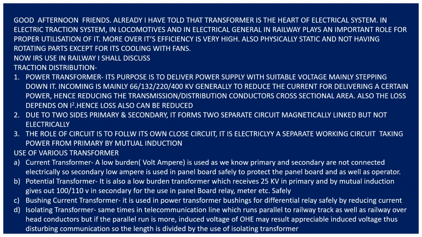Traction distribution power transformer. Its purpose is to deliver power supply with suitable voltage, mainly stepping it down. Incoming is mainly 66 kV, 132 kV, 220 kV, 400 kV or more. Generally, to reduce the current for delivering a certain power, hence reducing the cross-sectional area of the transmission and distribution conductors. Also, the loss depends on I square R, hence loss can also be reduced.